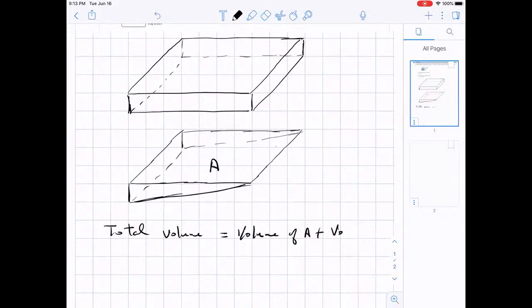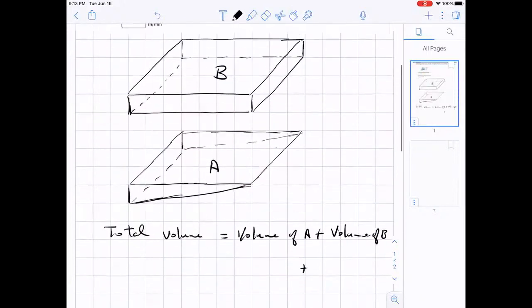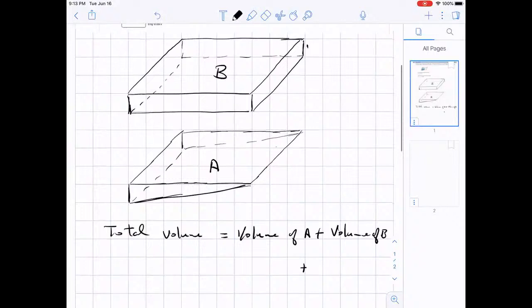plus volume of B, and let's call this B. Well, we know what the volume of that is. The volume will be the height, which is 1, the width, which was 12, and the depth, which is 6. So the volume is 12 times 6 times 1.